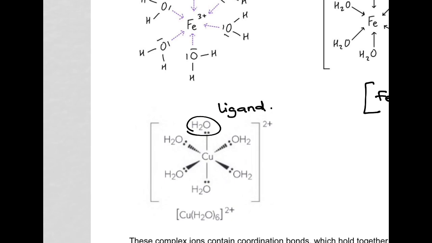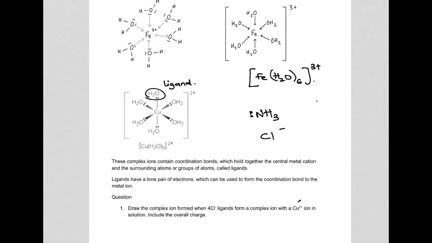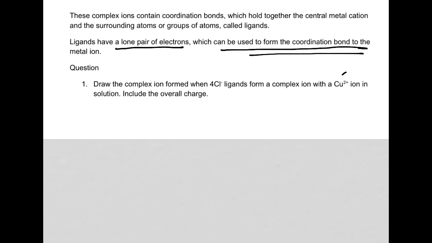You have many ligands that exist. NH3 is a ligand, so it has a lone pair. It can donate this lone pair. Cl minus is a ligand, so it has lone pairs. OH minus has lone pairs, it can donate. So ligands have a lone pair of electrons which can be used to form coordination bonds to the central metal ion.